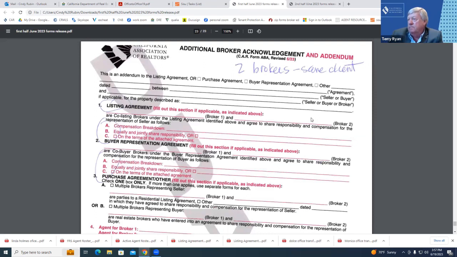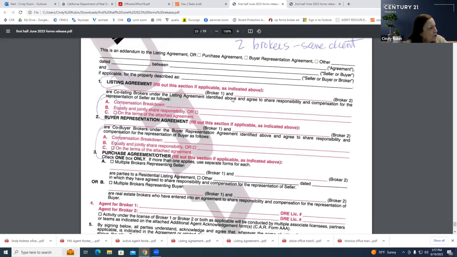Okay, the additional broker acknowledgement. We use this when we have two brokers, same client. Okay. This is another one I don't like the changes on. It's like, I don't think we need a CAR form to decide what our compensation breakdown is and how we're sharing responsibility. I feel like that's nobody's business. That's so dumb.